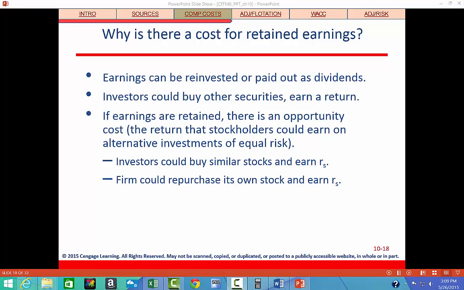Also, the company's stockholders could invest in the company's own common stock, where they could expect to earn the required return on stock. So, retained earnings have an opportunity cost that is equal to the required return on equity, and that's the rate of return investors expect on the firm's common stock.